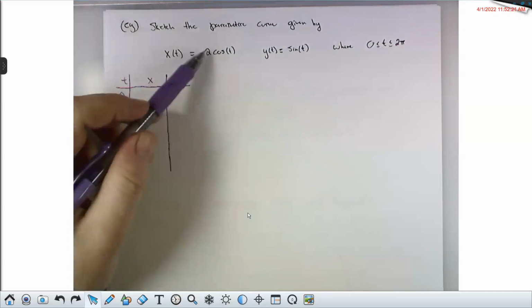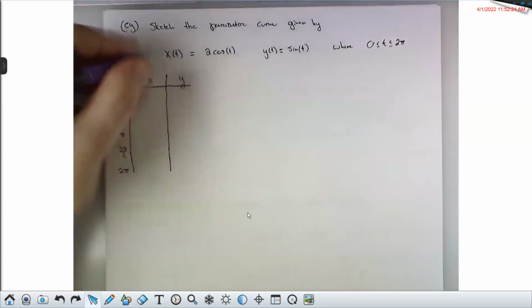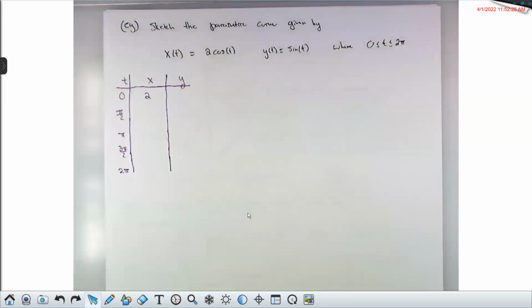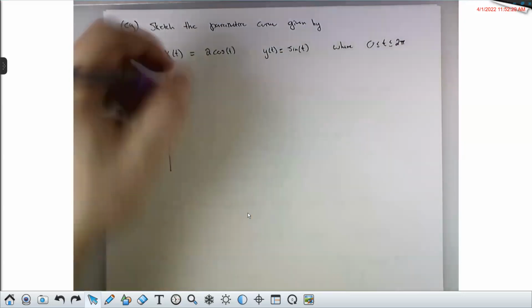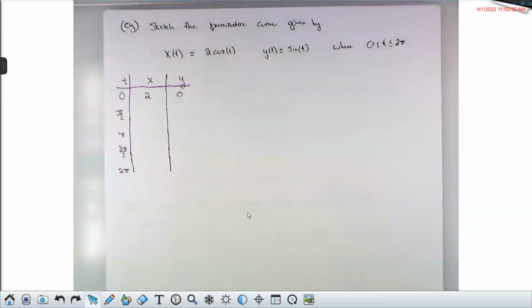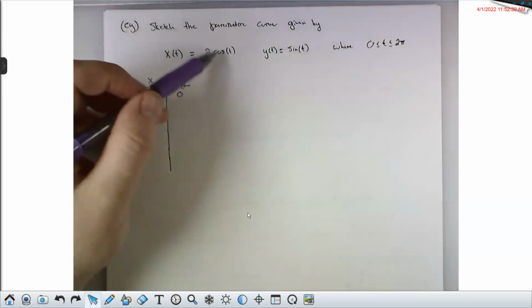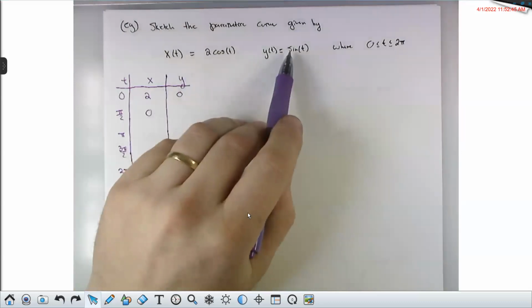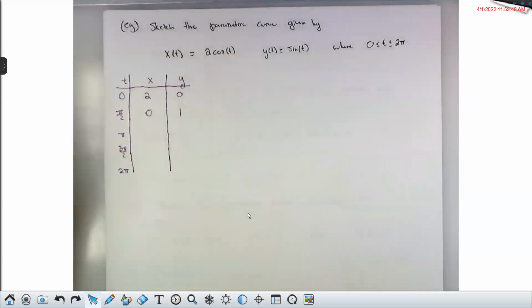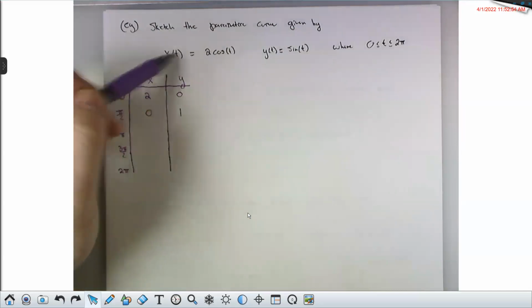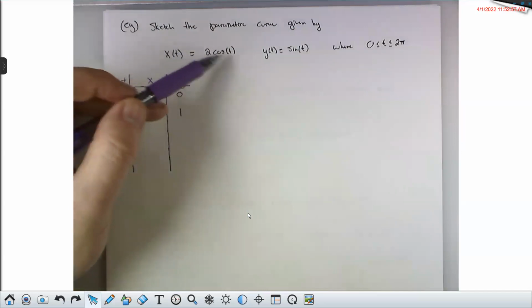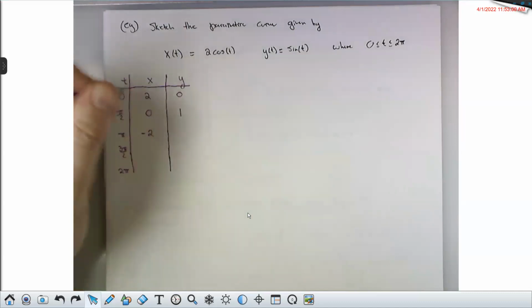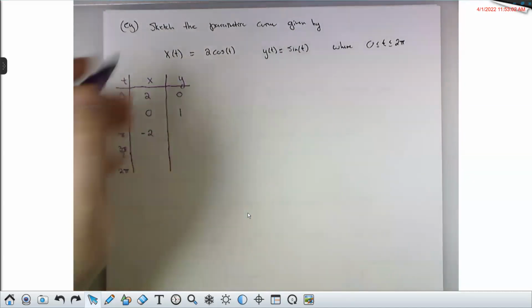So when t is 0, x of 0 is 2 times the cosine of 0, which is 2 times 1, or just 2. And y is the sine of 0, which is 0. So we're starting here at the point (2, 0). When t is equal to pi over 2, x is 2 times the cosine of pi over 2, which is 2 times 0, which is 0. And y is the sine of pi over 2, which is 1. When t is equal to pi, x of t is 2 times the cosine of pi, which is 2 times negative 1, which is negative 2. And y would be the sine of pi, which is 0.